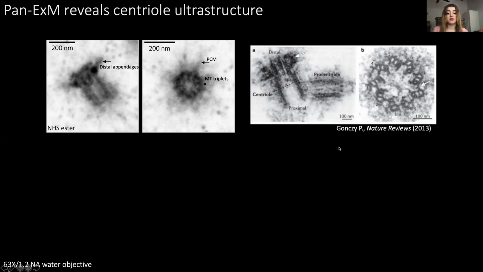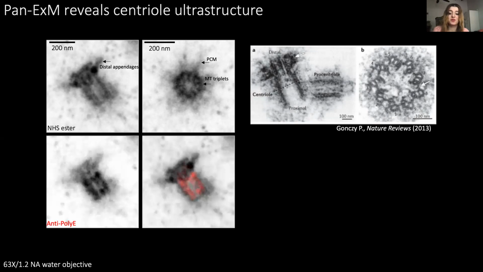And unlike electron microscopy, this is compatible with antibody staining. For example, here we did an immunofluorescence experiment against polyglutamylated alpha-tubulin. And here you can clearly resolve 3 stripes, which should correspond to 3 of the microtubule triplets. And here I show an overlay.